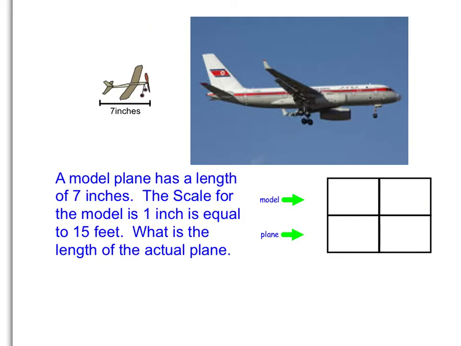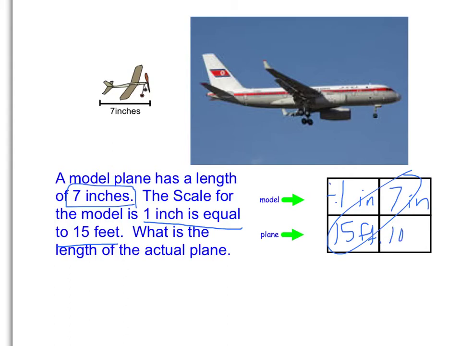Here's another example. A model plane has a length of 7 inches. The scale for the model is 1 inch is equal to 15 feet. Sometimes you have to read to find that. What is the length of the actual plane? So my scale is 1 inch is equal to 15 feet. Put that in first. We know 7 inches, so I'm going to put that on the top next to my inches. Crisscross multiply. Divide by the lonely guy. So I'm going to take 15 times 7, and I get 105 feet.